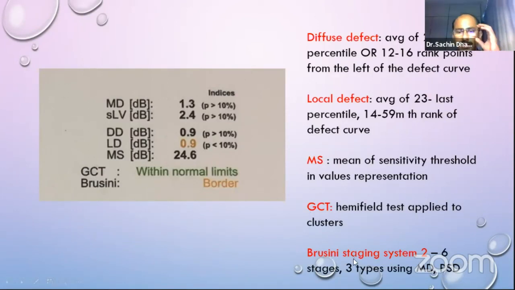There is a recently added system, that is the Bebie stages in system 2, which divides the field into 6 stages and 3 types using the mean deviation and the pattern standard deviation values. Now, due to paucity of time, I'm not discussing that in detail, but all these can be given as a comprehensive global indices section in the Octopus perimeter.